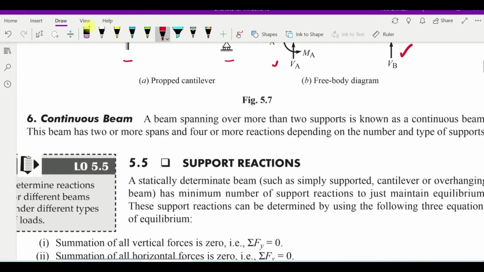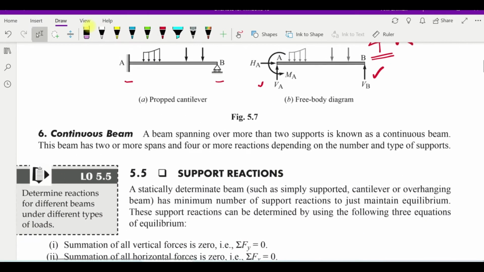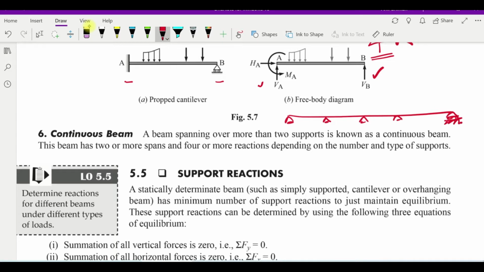And we can have a continuous beam also. A continuous beam has a number of supports like this one. So a continuous beam can have more than one span like this. So this is the first span, second span, third and fourth span. So it is continuous over various numbers of supports. This is known as a continuous beam.